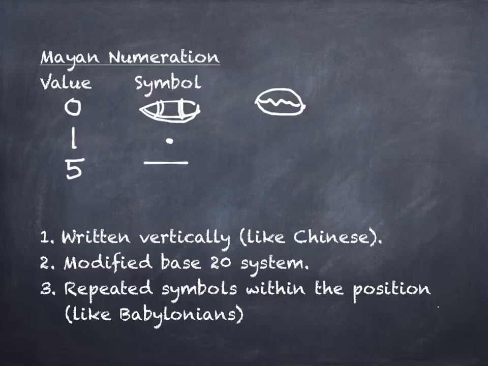So we're going to do some repeating of symbols, kind of like the other systems did. So if we wanted the number 10, what would we do? 2 lines. So we can still get a 10. That's not a problem. They do write things vertically. Remember the Chinese? They did that. This says they have a modified base 20 system.